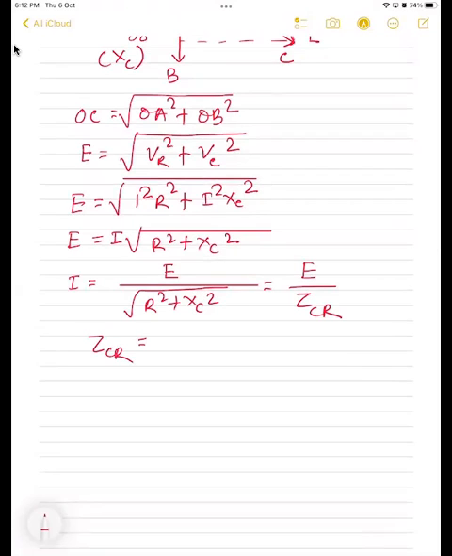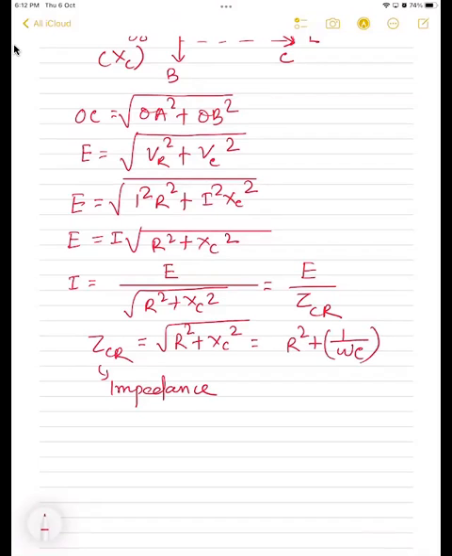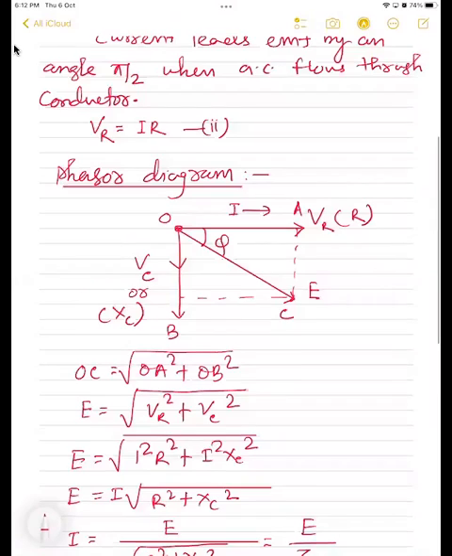That is the effective opposition offered by the capacitance and resistance circuit to AC, which is known as impedance. This is the impedance of the RC circuit. It is equal to the square root of R square plus XC square, which is also equal to the square root of R square plus (1 by omega C) whole square. XC is equal to 1 by 2 pi f C, that is 1 by omega C.